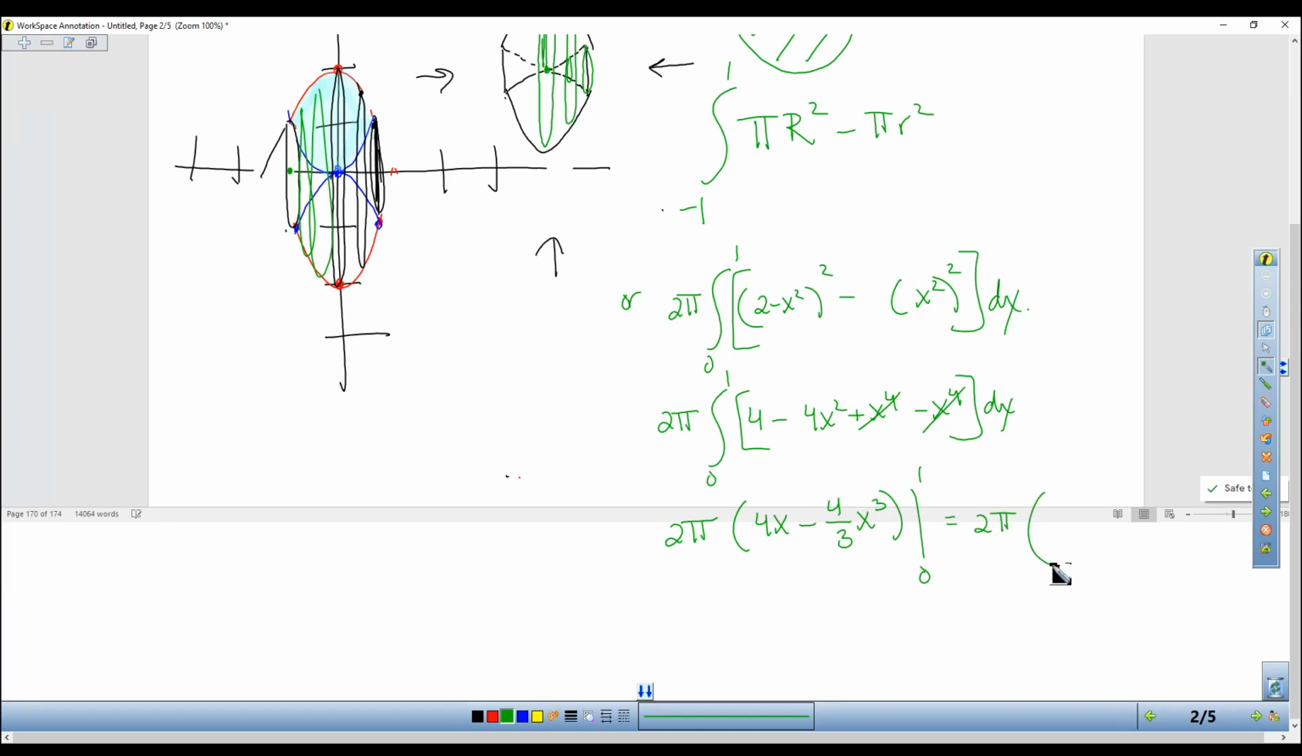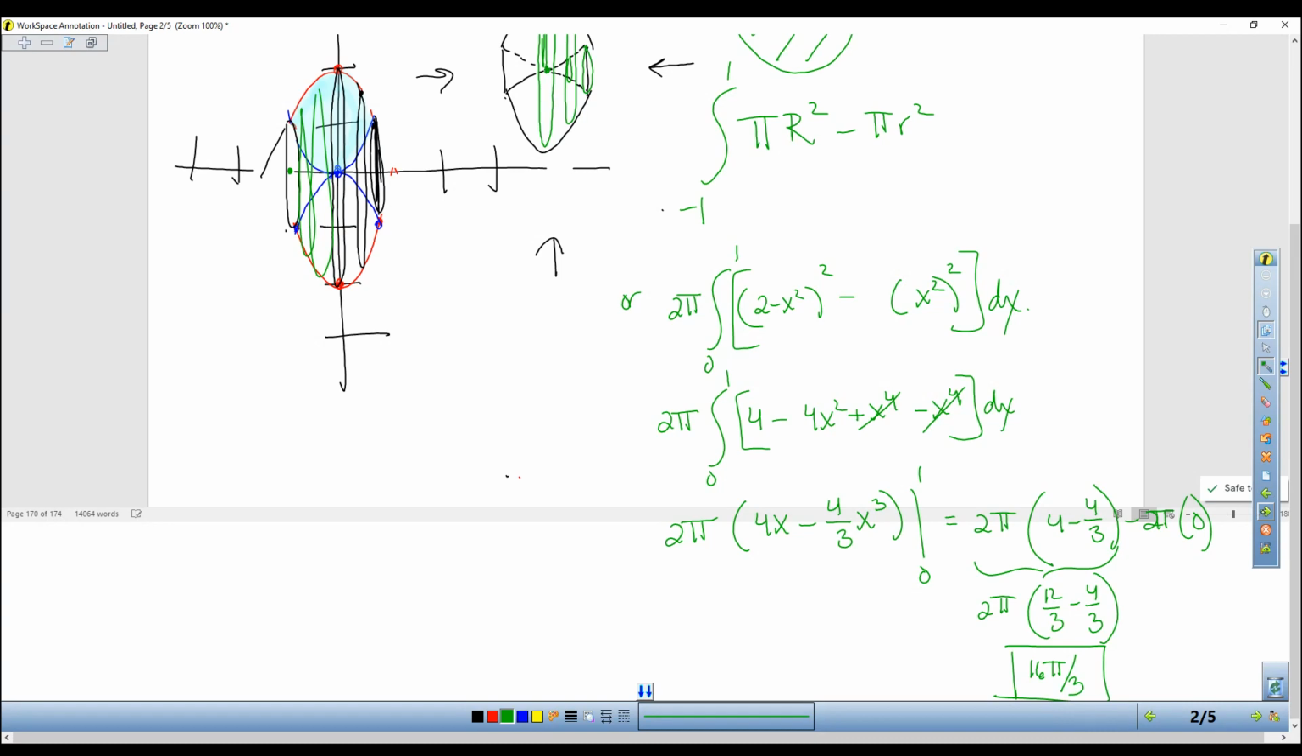And when I plug in a 1, I get 4 minus 4/3. When I plug in a 0, I get 0. So nothing to worry about there. I do need a common denominator. So 4 is the same as 12/3 minus 4/3 is 8/3 times 2 is 16 pi/3, which is our answer.